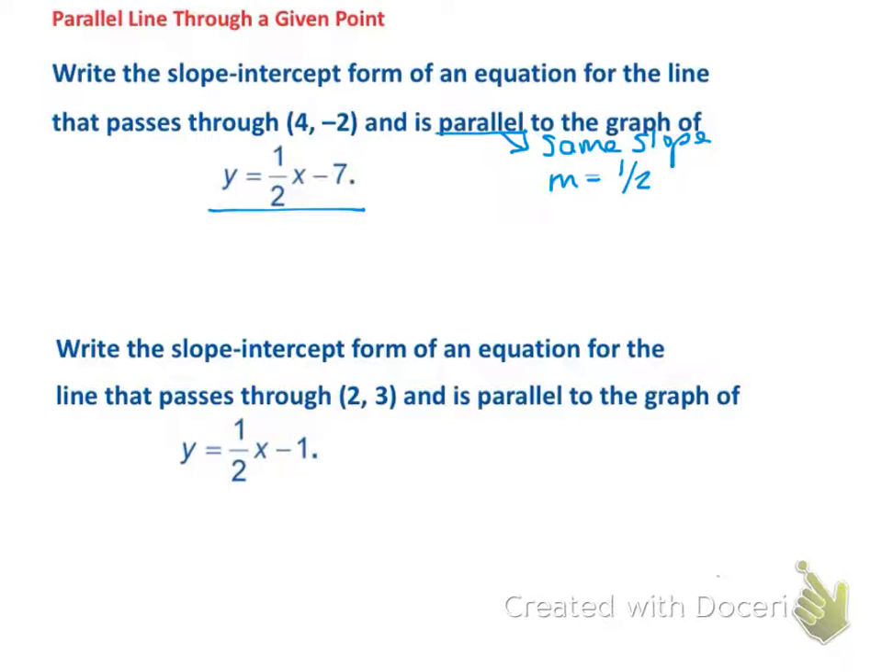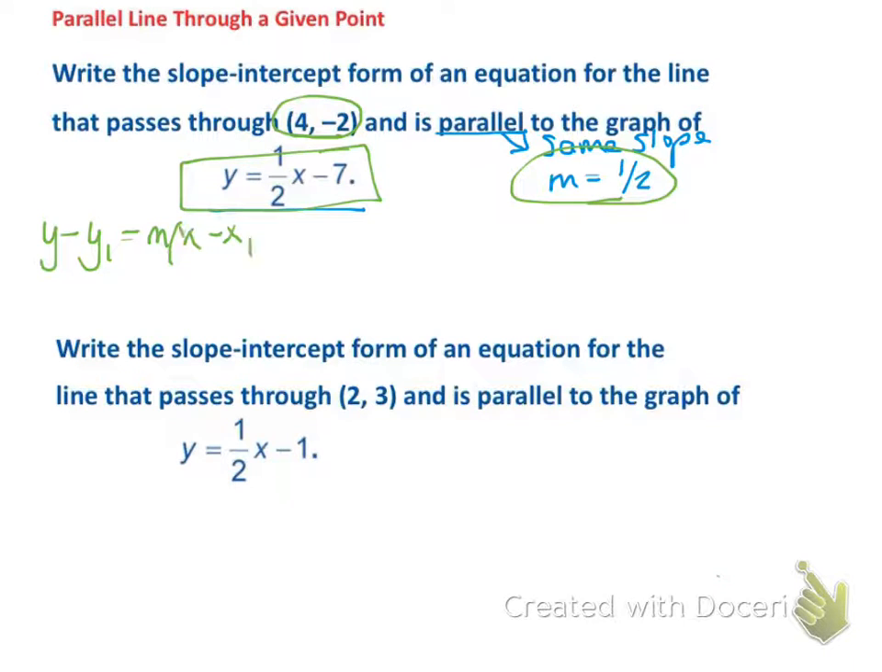So we have 2 pieces of information here. We have an ordered pair, and we have a slope. And that's for the line that is parallel to this one. So we can use point-slope form because we know a point and we know a slope. So plug in the information that you know. y minus y1, which is negative 2, equals m, which is 1/2, times x minus x1, which is 4.